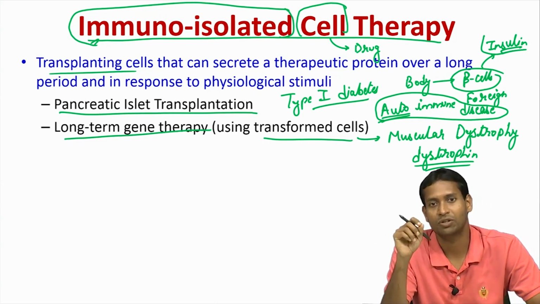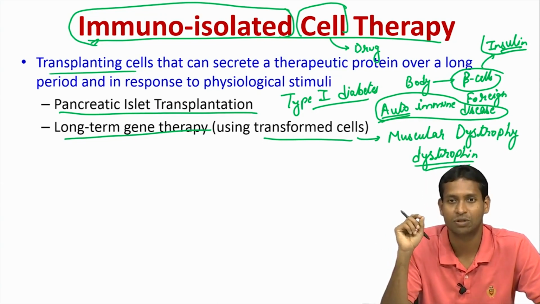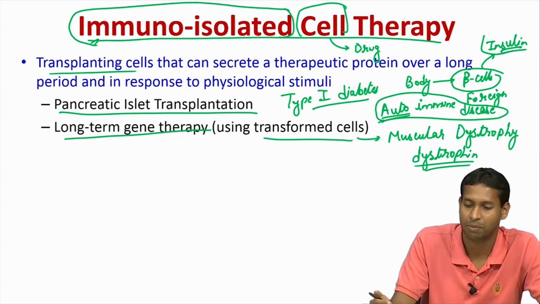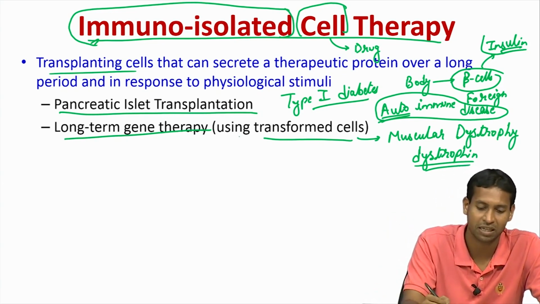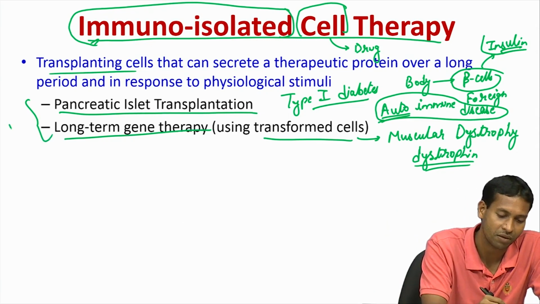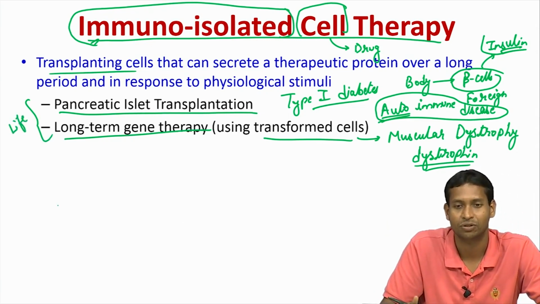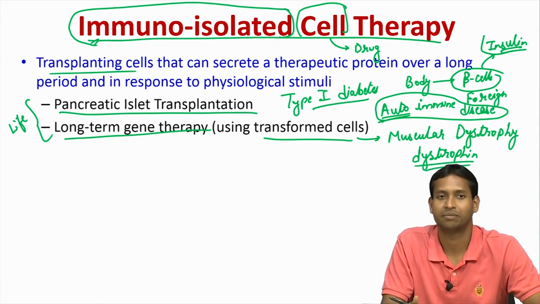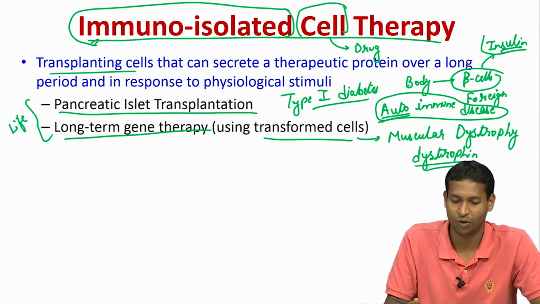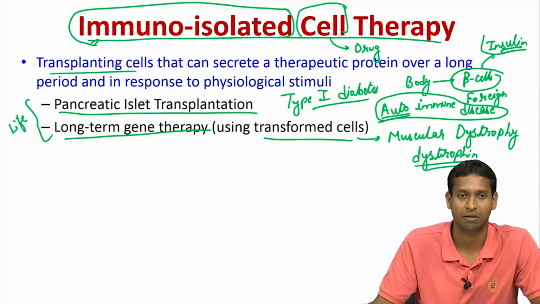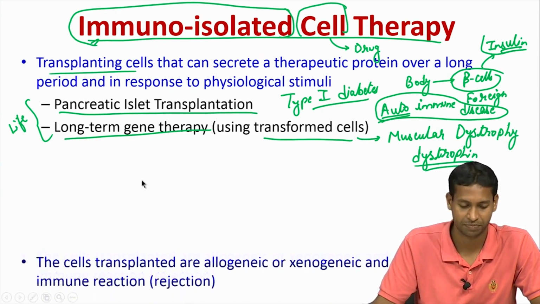So you want to make sure that these cells do survive for a long duration, because this is a therapy for life. Both of these therapies, as long as the patient is alive, you want the cells to be alive. So in that regard, you want to immuno-isolate these particular cell therapies from your immune system.